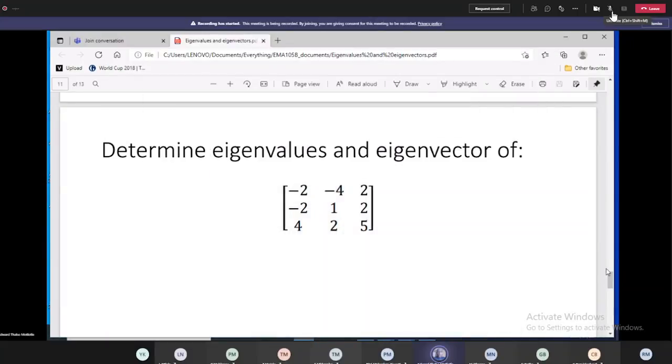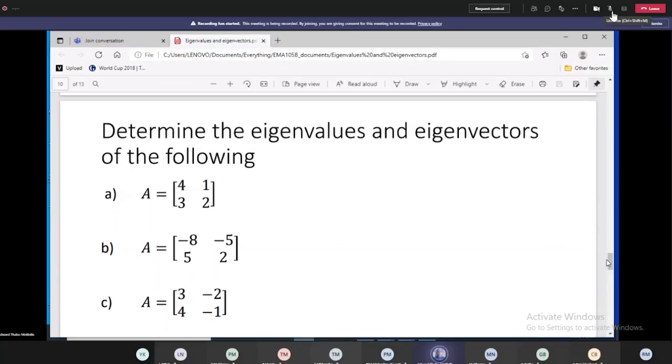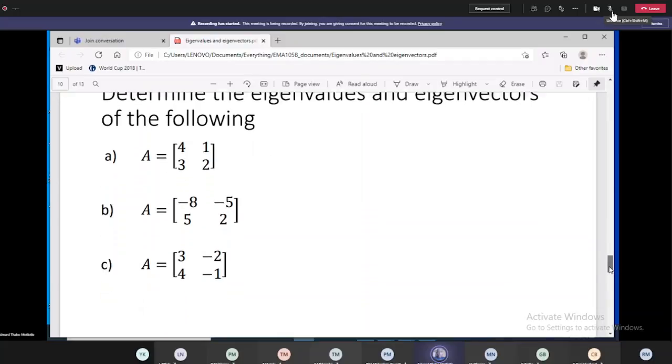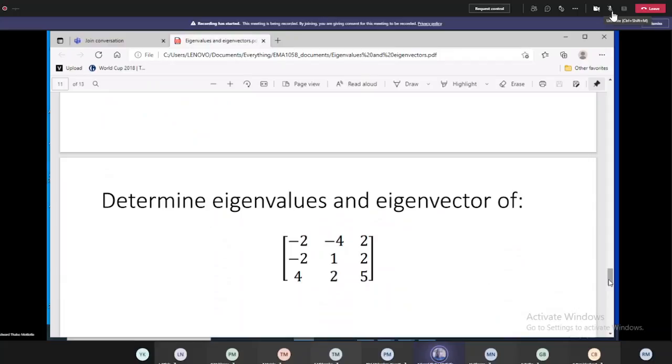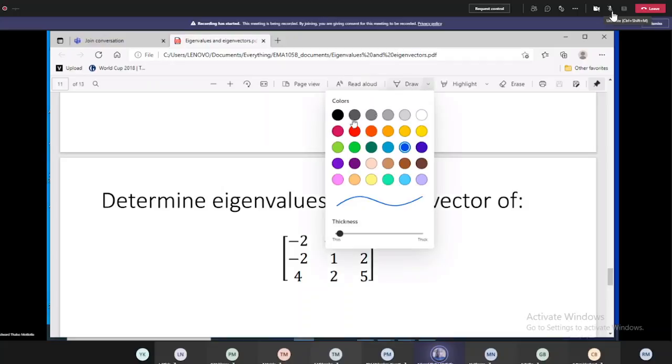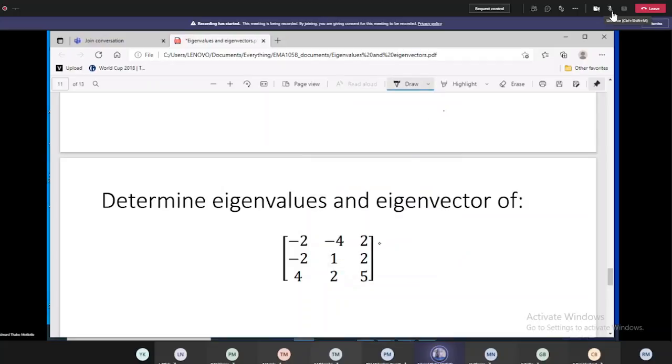Okay, in the previous class, we discussed the eigenvalues and eigenvectors of a 2 by 2 matrix. So today we move to a 3 by 3 matrix to determine the eigenvalues and eigenvectors of this given matrix. The process is the same as the one we did for 2 by 2. It's just that this one is longer and more involved, but the process is the same.